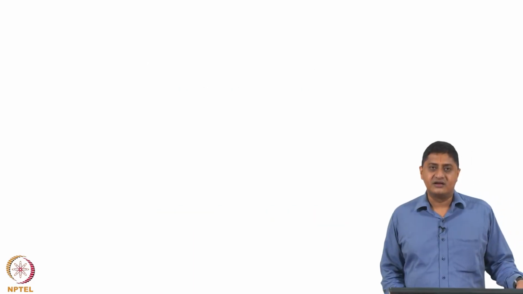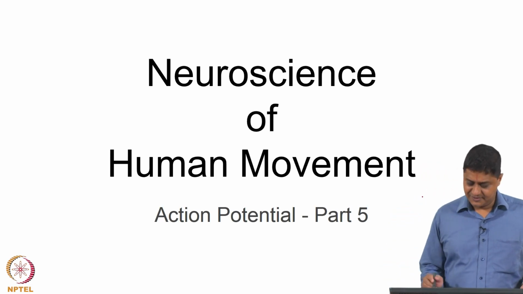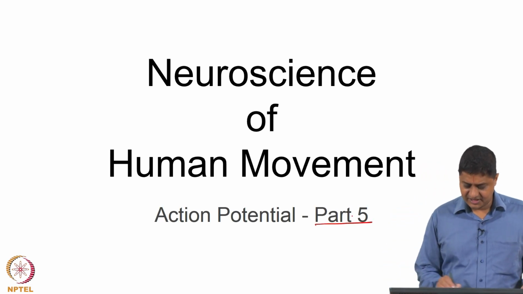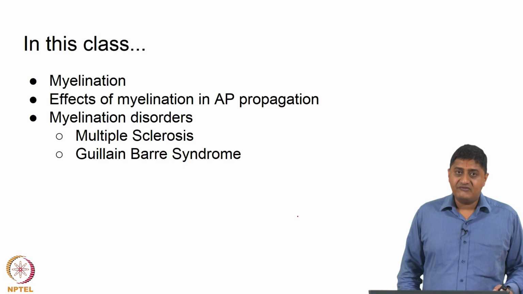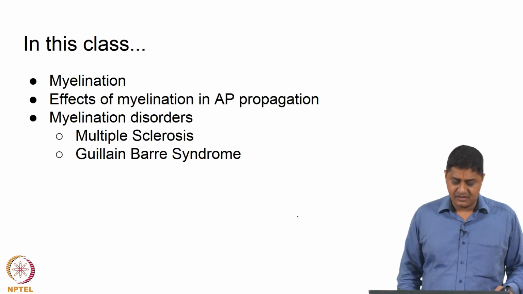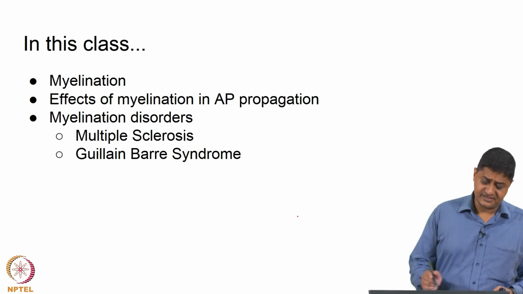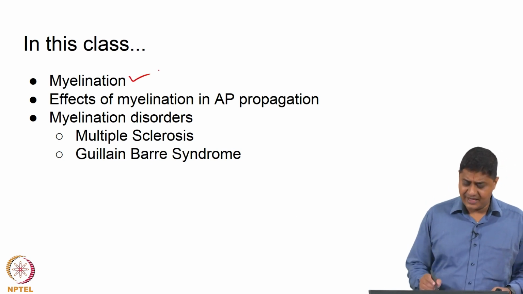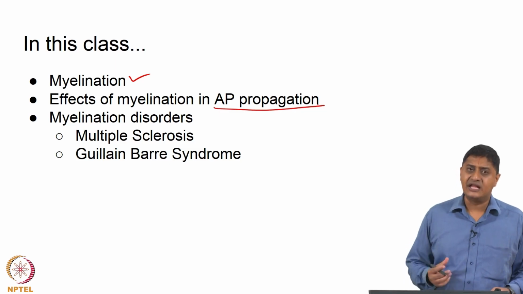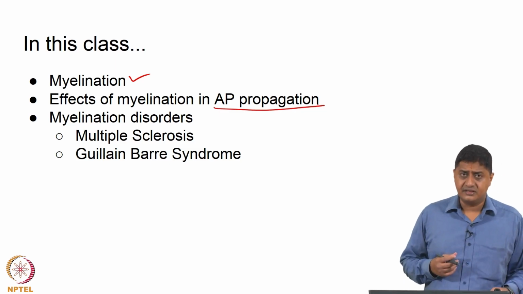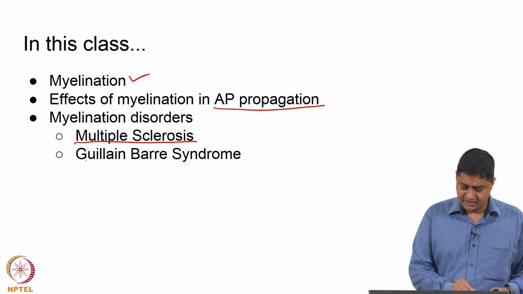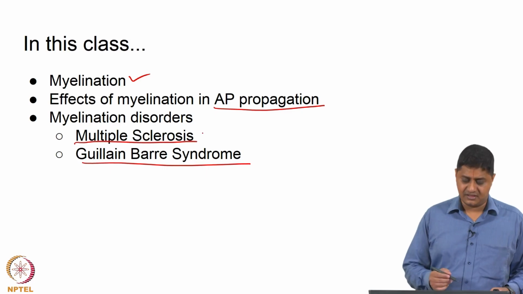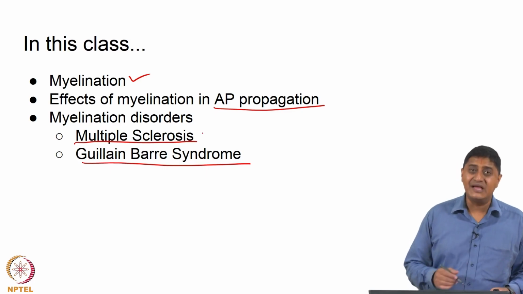So, welcome to this class on Neuroscience of Human Movement. In this class, we will be discussing myelination as part of our discussion on action potentials. We introduced myelination in the previous class, and in today's class, we will discuss the effects of myelination on action potential propagation. We said that it helps to increase the conduction velocity. And what happens if myelination is compromised in some sense? At least we will take two examples, multiple sclerosis and Guillain-Barré syndrome, and discuss disorders of myelination or demyelinating disorders.